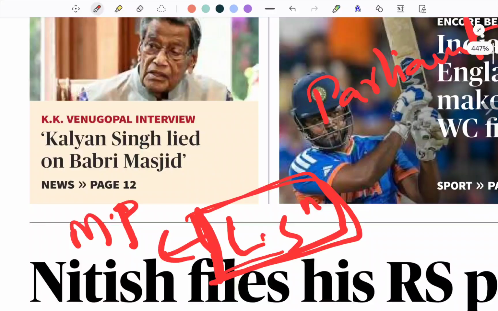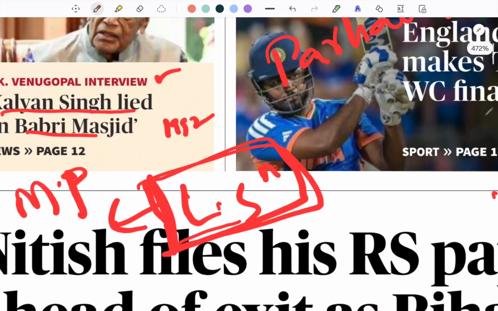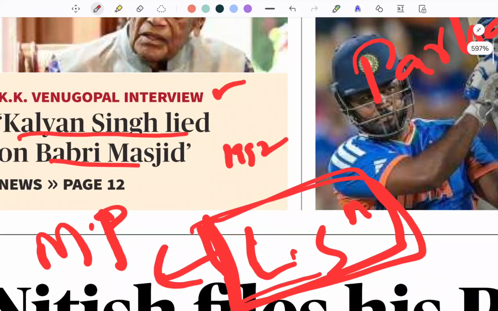Okay, next is: Kalyan Singh lied on Babri Masjid. Kalyan Singh was the CM of Uttar Pradesh in the early 90s. When the 1992 Babri Masjid demolition happened, he was the CM. So he lied while the demolition was happening. That's what KK Venugopal is saying. Babri Masjid is the place where the current day Ayodhya temple is sitting.